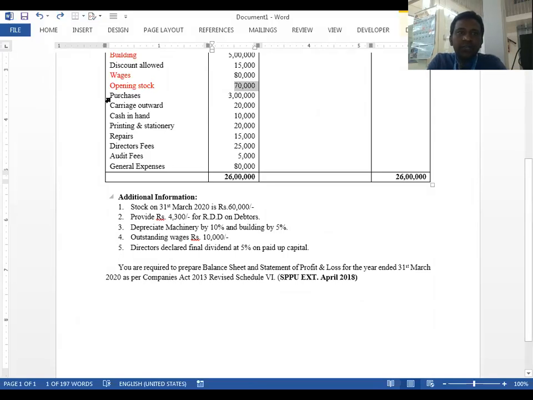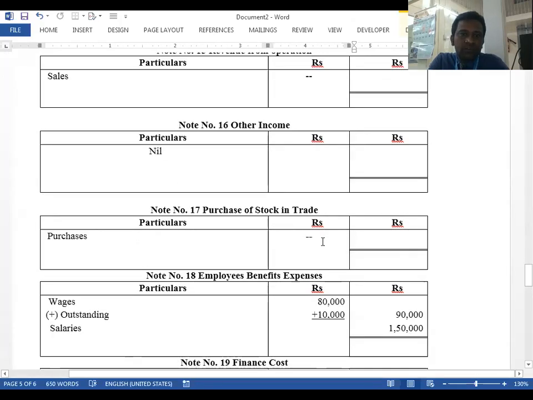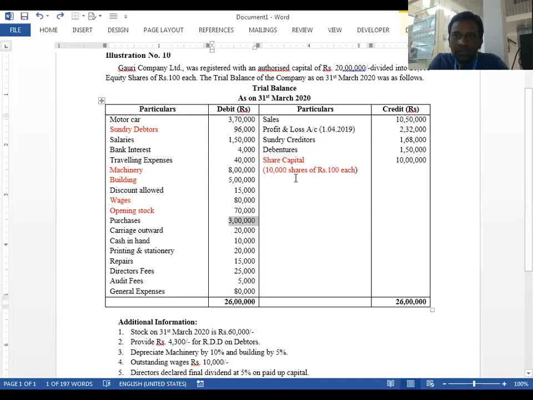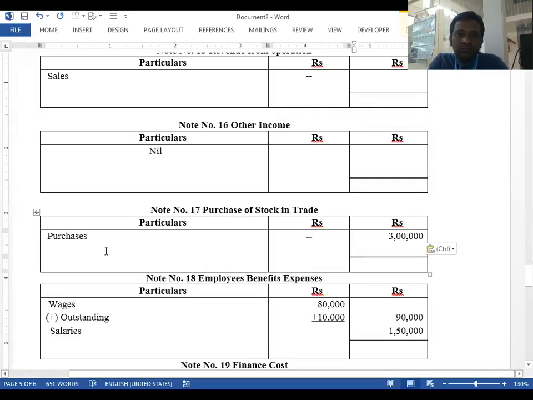Now purchases, we transfer purchases under the notes, that is purchases of stock in trade. See here, purchases of stock in trade. Is there any purchase return given in the problem on the credit side of the trial balance? No. So only purchases are given here. So we transfer the outer column, purchases.